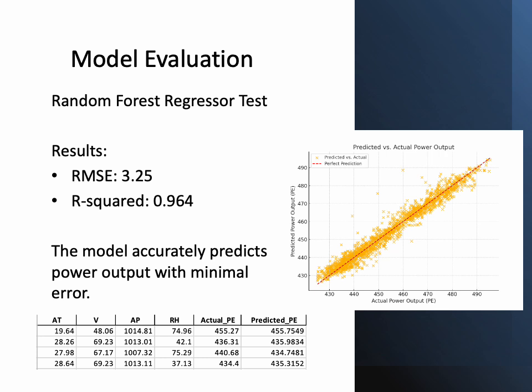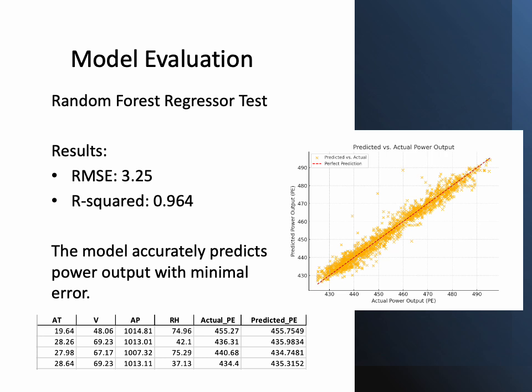So now let's evaluate the final model on the test set. To assess the performance of the final model, I evaluated the random forest regression on the test set, which contained unseen data. This evaluation provided a reliable measure of how well the model generalizes to new real-world scenarios. So the results were we had a root mean squared error of 3.25. And this quantifies the average error between the predicted and the actual power output variables.